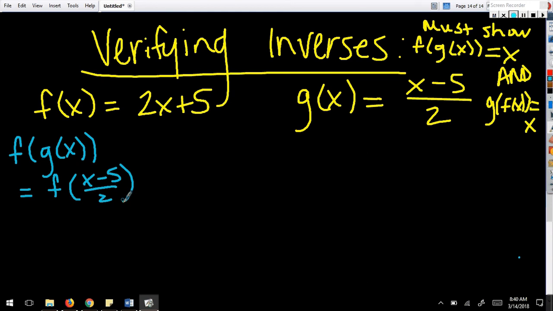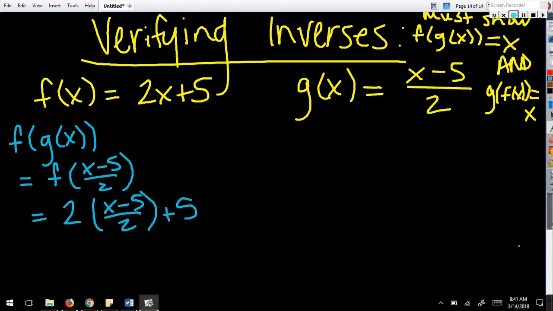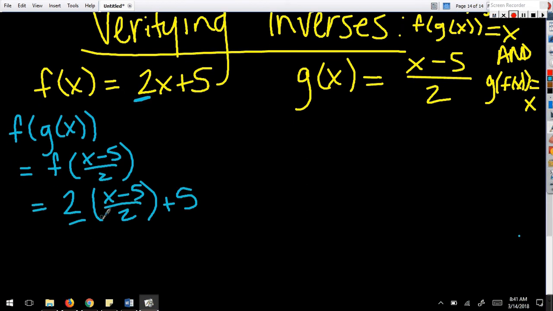Is this where y'all said you were struggling with the fractions and the composition? When I plug this into f, I get 2 times, not x anymore, x minus 5 over 2, plus 5. Now I need to simplify, and I'm going by order of operations. We solved the first half of this lesson with SADMAP. Now we're simplifying, which is PEMDAS. From the original equation, 2, x changes to this, and then 5.